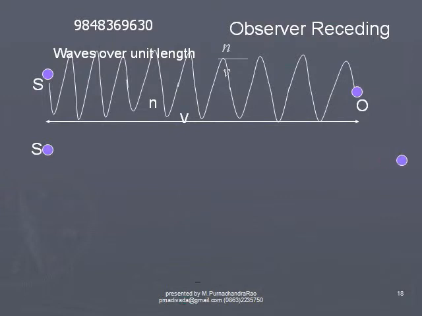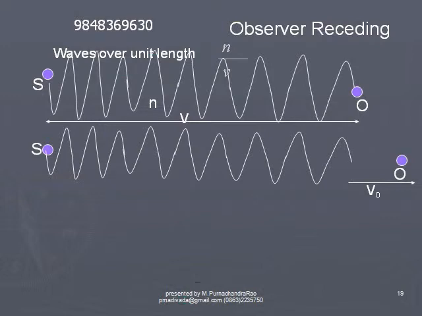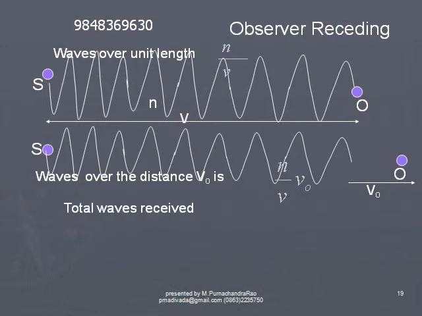Let us take the case in which the observer is receding. If the observer is receding, then in 1 second he moves away from the source by a distance v naught. The number of waves situated in the distance v naught is n by v into v naught. Because he moves away from the source, he fails to receive these waves, the number of waves situated over the length v naught. They will fail to reach the observer.